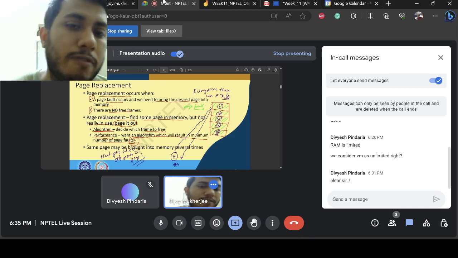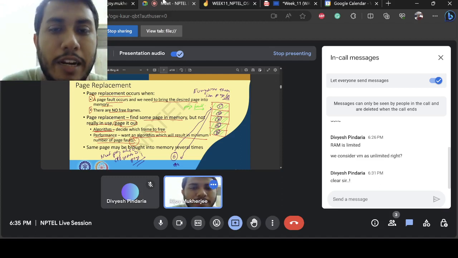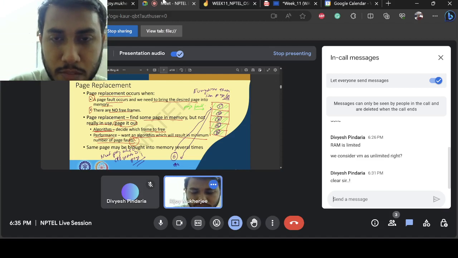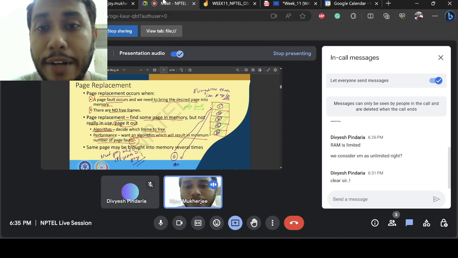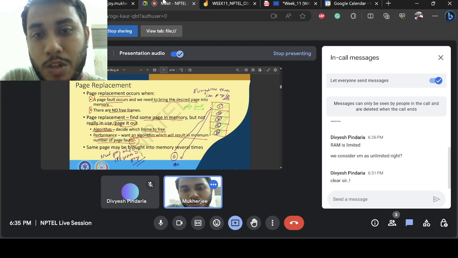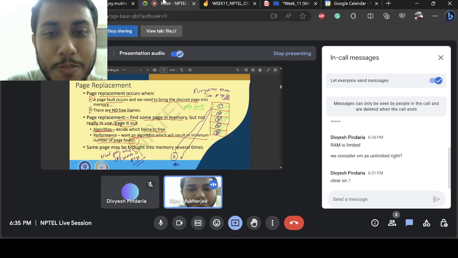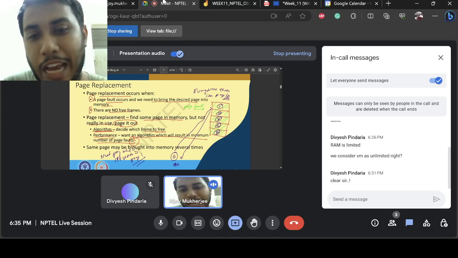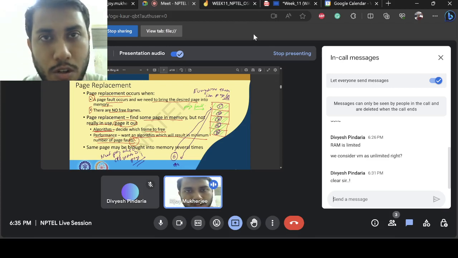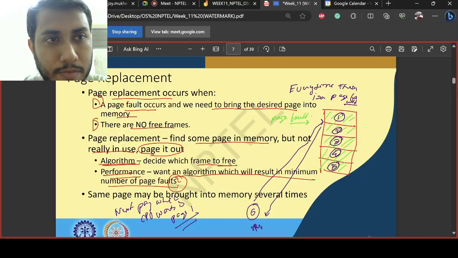Suppose the next time you swap out page 2, fine. But again the next request comes for page 2, then it will again be a fault. So we want an algorithm which results in the minimum number of page faults. It's quite simple to say, but there are not many algorithms which do that. So we will look into this. Let's look into some of the algorithms one by one.